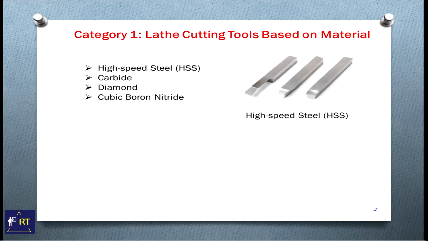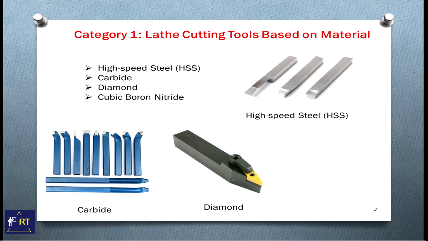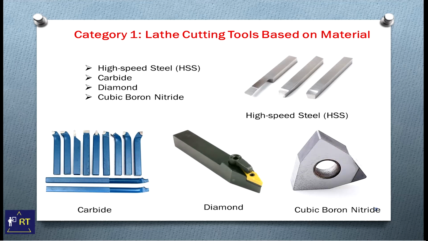This is the image of high speed steel cutting tools. This is the carbide cutting tools. This is the diamond cutting tools, and this is the cubic boron nitride cutting tools. These are the different types of cutting tools based on material.